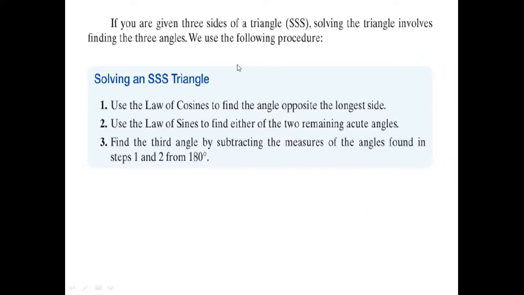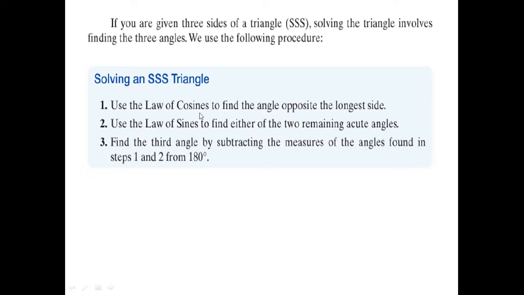All right, now if you're given 3 sides of a triangle, in other words, you've got the side, side, side information given, then solving the triangles involves finding the 3 angles, not a mixture like we've had in the past. So we use the following procedure. First thing is use the law of cosines to find the angle opposite the longest side. Now the reason for that, again, is the whole obtuse angle thing. Remember, the law of sines will not find an obtuse angle. So we want to find the largest angle to find out if it's obtuse.